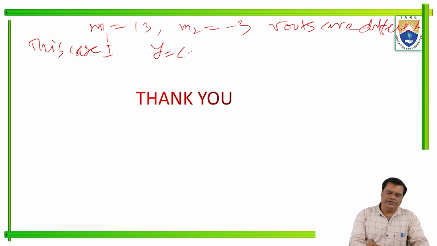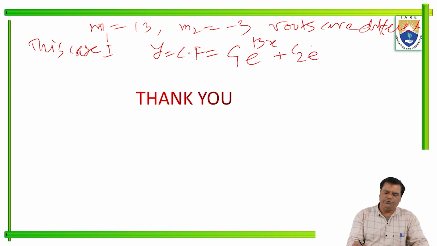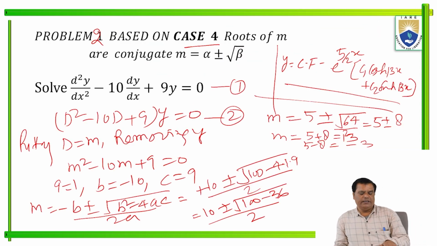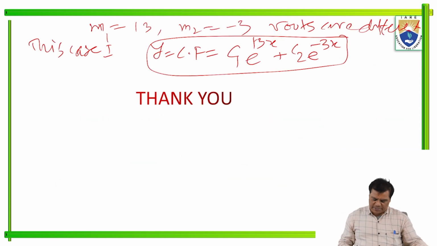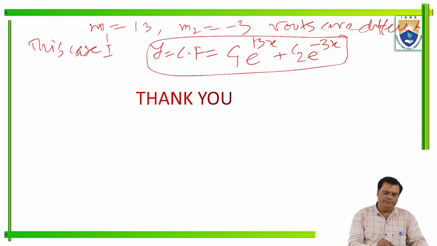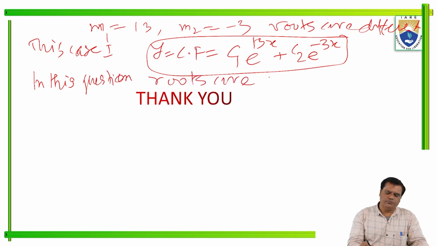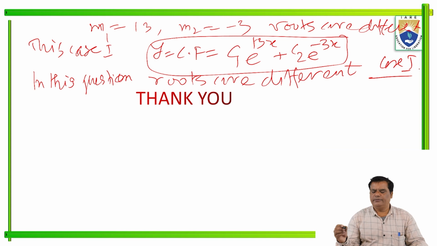So y is equal to CF. I am writing the formula: c1 e to the power 13x plus c2 e to the power minus 3x. So this question goes to case 1 because roots are different. In this question, roots are different, so the case is 1 here. This is the answer. Thank you.